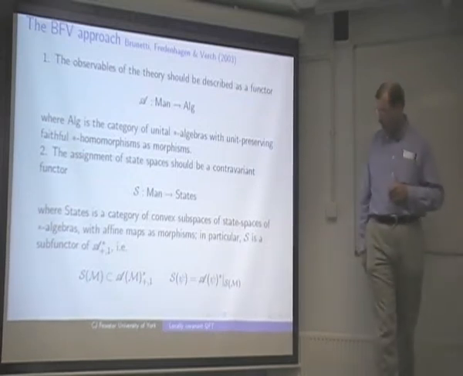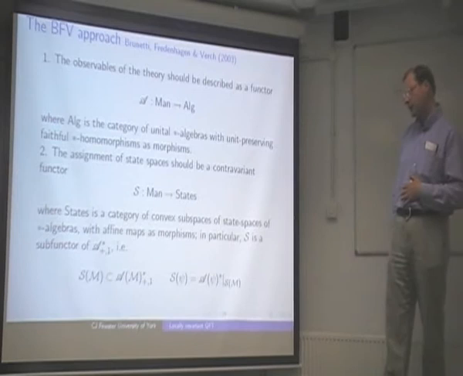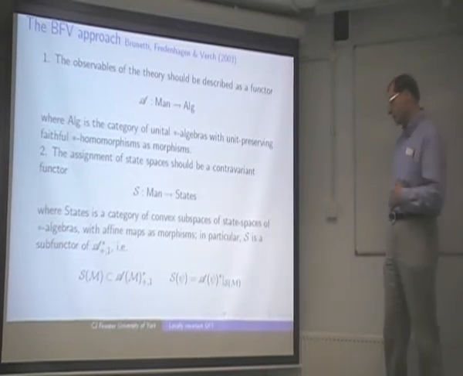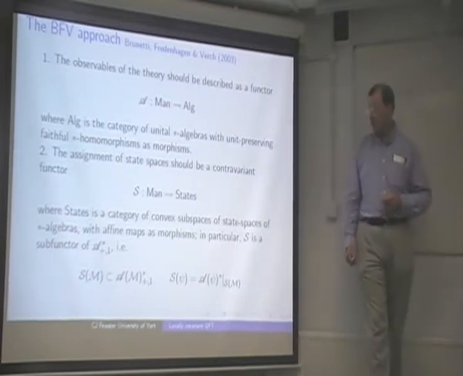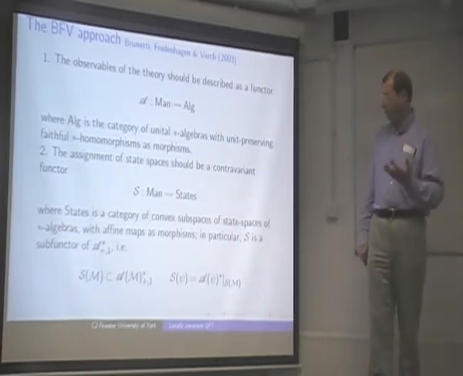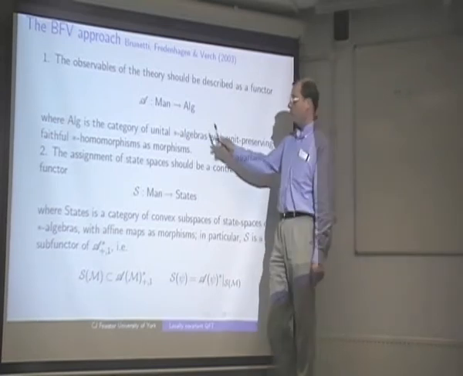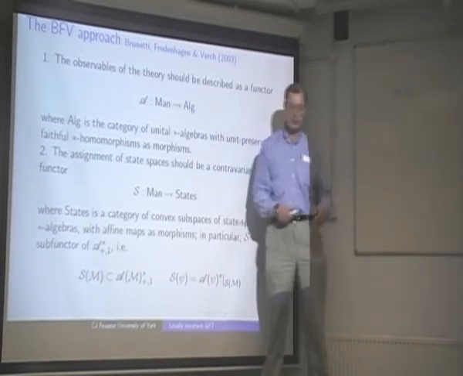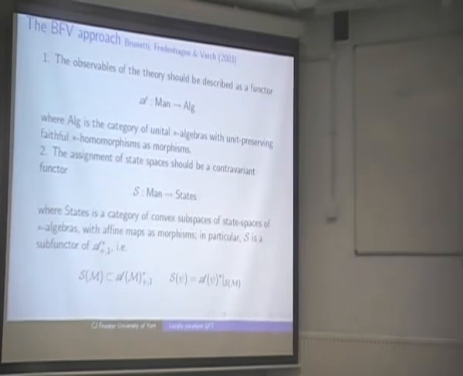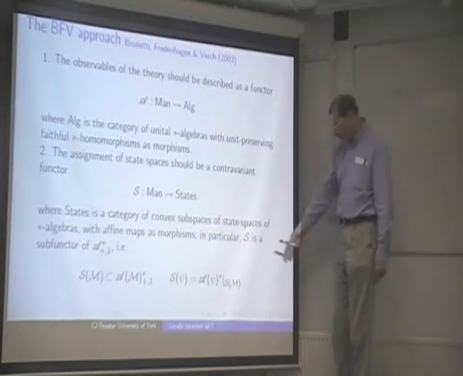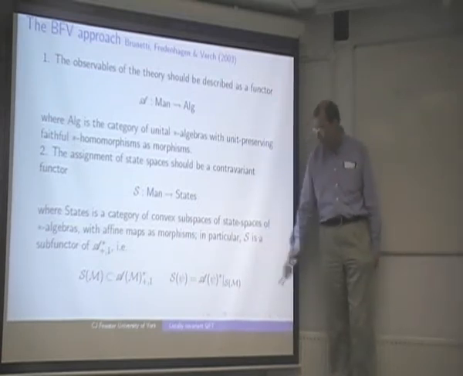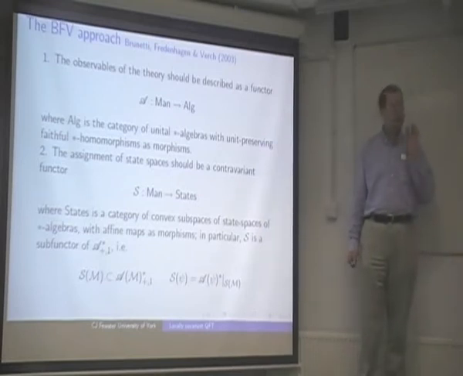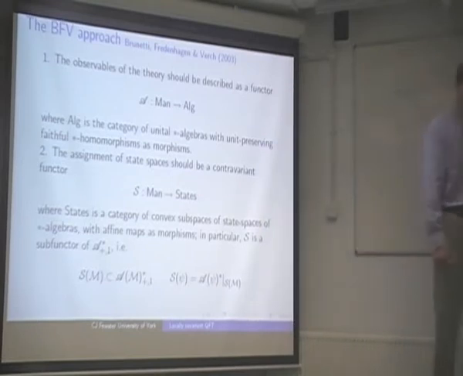And again, if one wants, you can say that the constraint is that S, our assignment of state spaces, should be a subfunctor of the functor that assigns the full state space to all of these algebras. So, in particular, the key thing is that its action on morphisms is to give us the dual map to the way that the functor acts on morphisms. It's usually restricted.